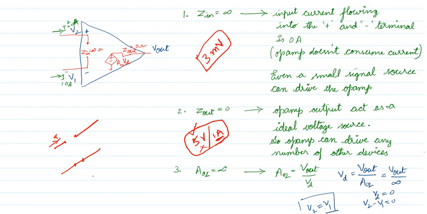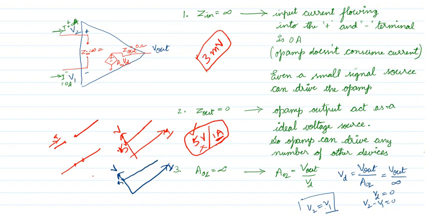Okay, so ideally, to draw the characteristics, this is V, this is I. If it is 5 volt, it should be constant for whatever current. This is an ideal voltage source. Practically, the characteristics will look like this: it will be slightly decreasing, up to some current only it will be 5 volt. Beyond that, it will reduce drastically.